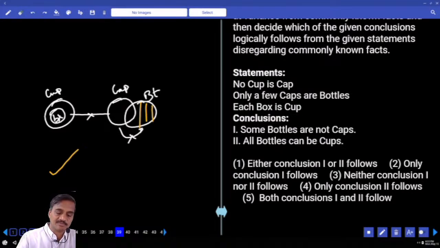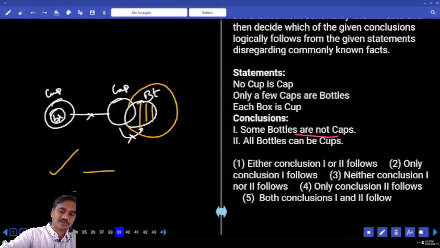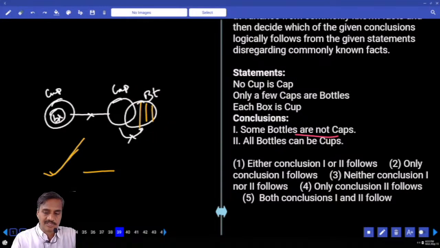Next one, all bottles can be cups. Now this entire bottle can be cups. Now the second one is a possibility, and the first one is a negative conclusion. To make this one false, I need to draw all bottles are cups, and this entire cup must be like this. All bottles are a part of this cup. Is it possible to write like this? Now if you write cup like this, will the statement no cup is cap become false or not? Hence, is it possible or not possible? Not possible. Not possible means an alternate diagram cannot be drawn. This will be true forever. Then coming to the next one, all bottles can be cups. There is no chance of the whole bottle being inside the cup, and it is not possible. Then what is your answer here? Only one alone. Only one. Is that right? Yes.